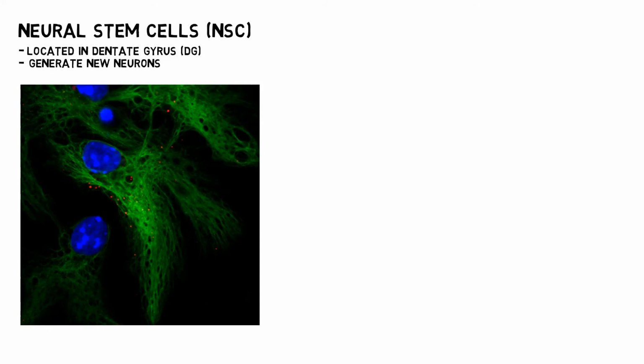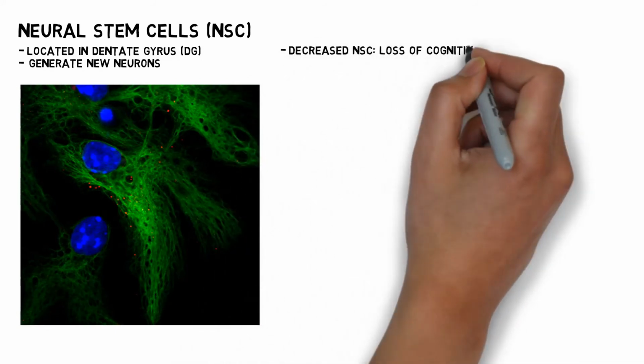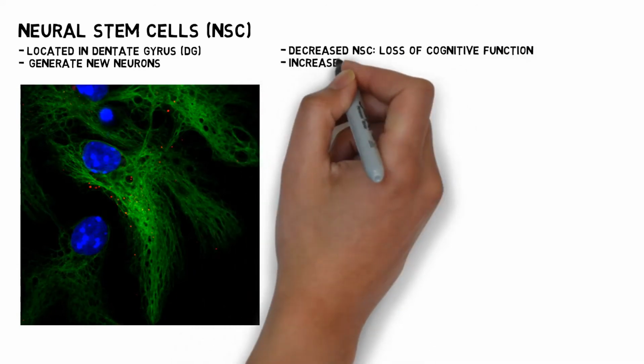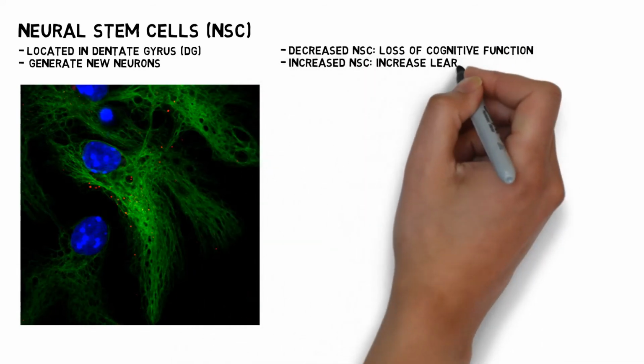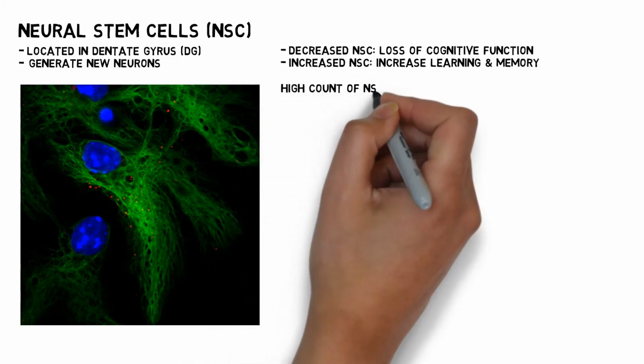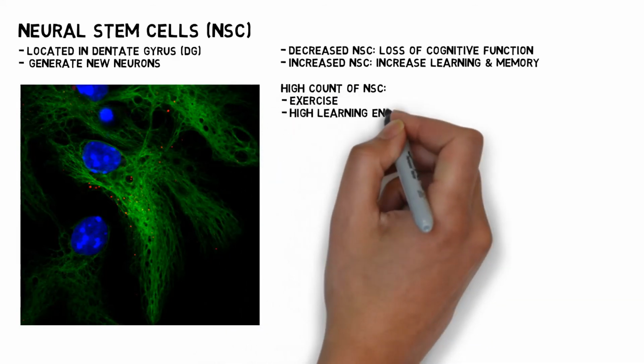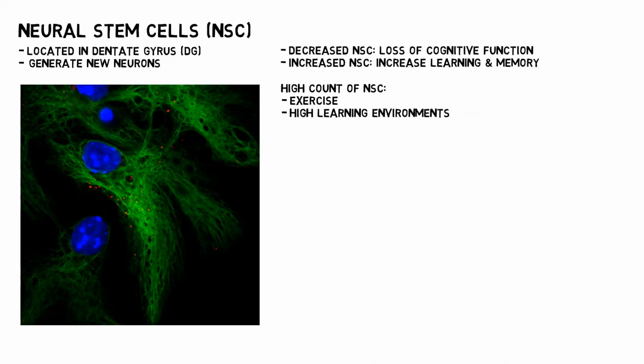expands rapidly. Neuroplasticity is something we actually rely on, so decreased NSC results in a loss of cognitive function, while increased NSC results in heightened learning and memory. NSCs can be increased through exercise and high learning environments. Essentially, our brains are something we have to work out, and by doing so, they stay sharp.